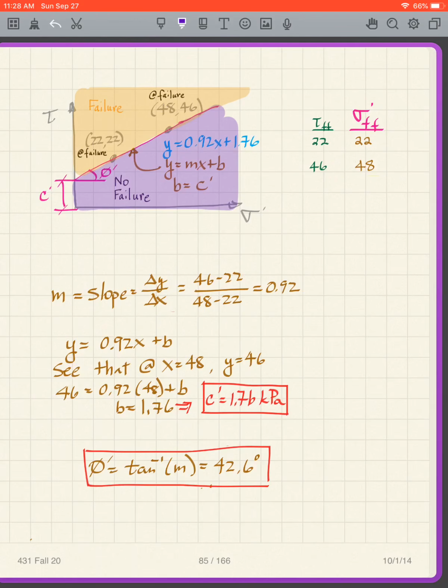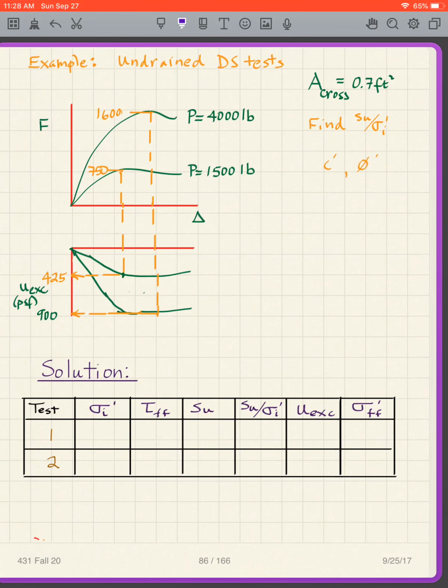We use one of the points. We could use either point, but for this example we chose to use that point. So we put x equals 48, y equals 46 into this expression and solve for b. We get b equals 1.76, which means that c prime is equal to 1.76 kilopascals. Then the angle is the arctangent of the slope, which we know. So we've been able to find c prime and phi prime. We now have our strength parameters for this result.